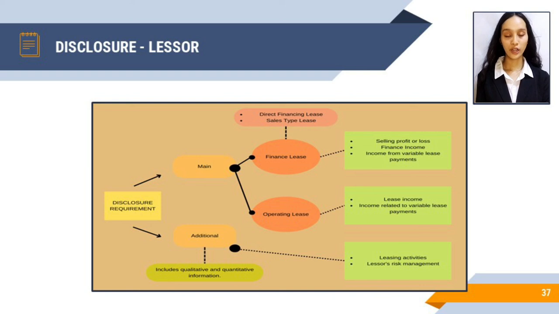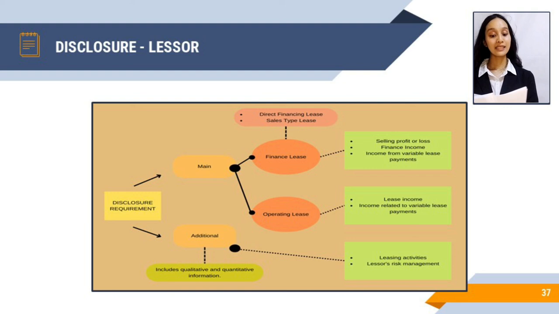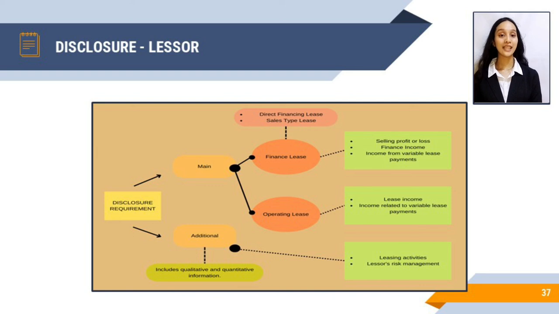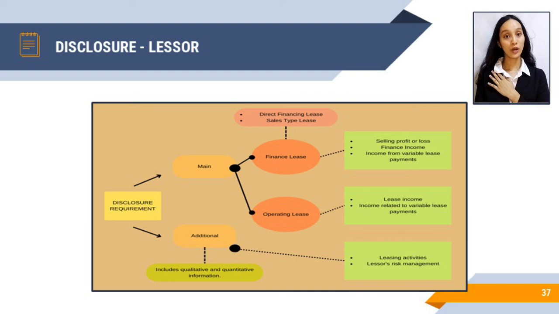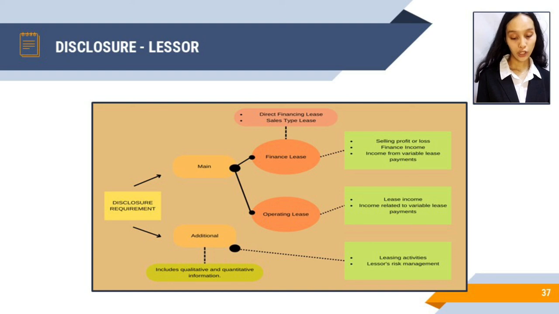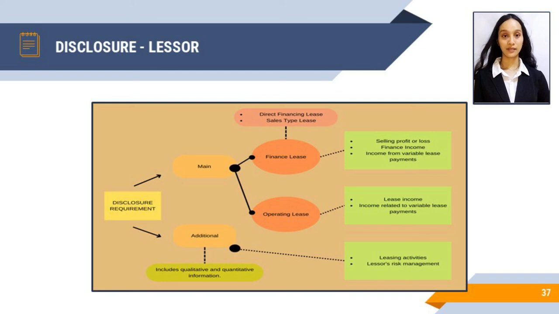A lessor shall disclose the following amounts for the reporting period. For finance lease, you need to disclose first if it is direct financing lease or sales type lease, since dalawa ang underneath finance lease, kailangan nyo munang i-disclose kung alin doon sa dalawang yon, kung direct ba or sales type. After identifying, here are the disclosures required in finance lease. Selling profit or loss, finance income, and income from variable lease payment. Next, for operating lease naman, you need to disclose the lease income and the income related to variable lease payment.